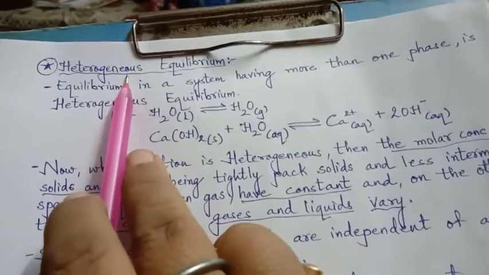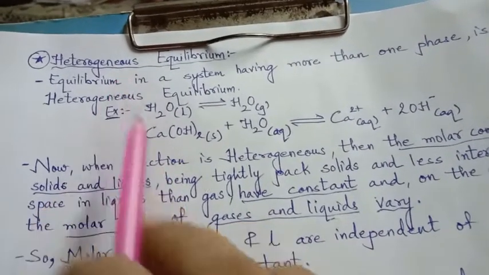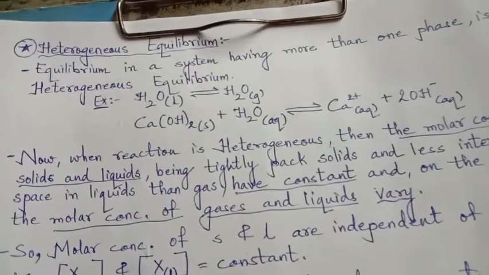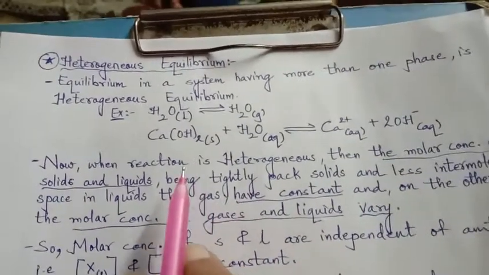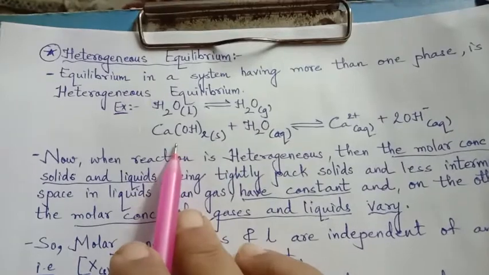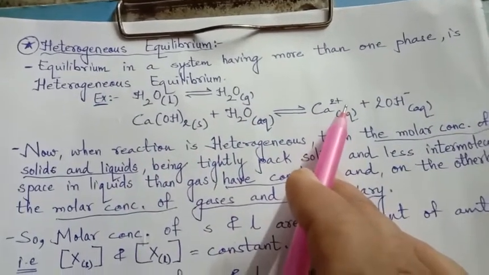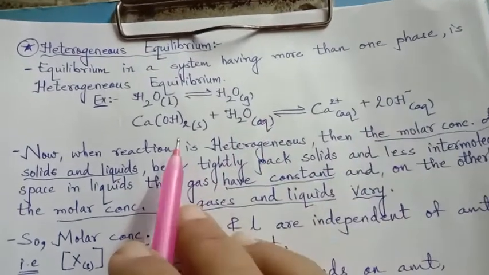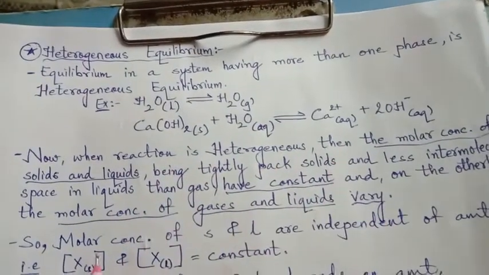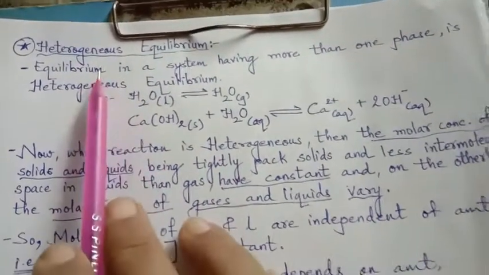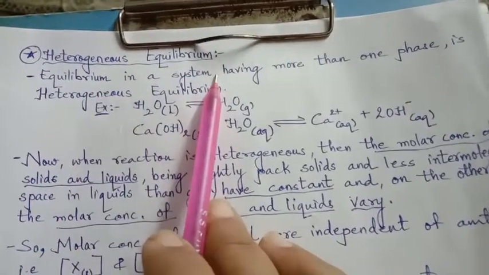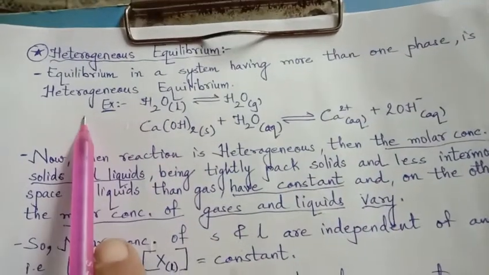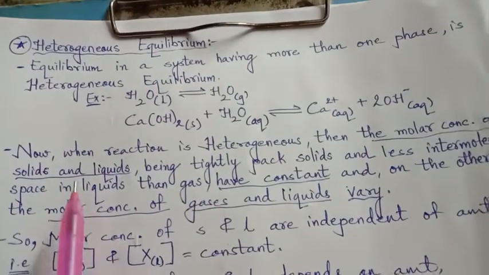When we say heterogeneous equilibrium, it means the equilibrium system is not in a similar state. In homogeneous equilibrium, if the reactants were solid, they gave products that were also solid. If the reactants were gas, the products were also gas. If the reactants were liquid, the products were also liquid. But here, equilibrium in a system having more than one phase is heterogeneous equilibrium.